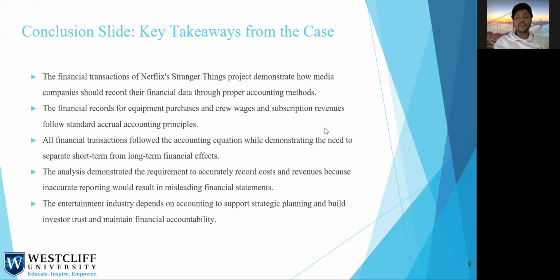All the financial transactions follow the accounting equation, demonstrating support for short-term and long-term financial effectiveness. The analysis demonstrated that accurate records of costs and revenue are required, because unrecorded incurred items would result in misleading financial statements. The entertainment industry depends on accounting to support strategic planning, build investor trust and maintain financial accountability.